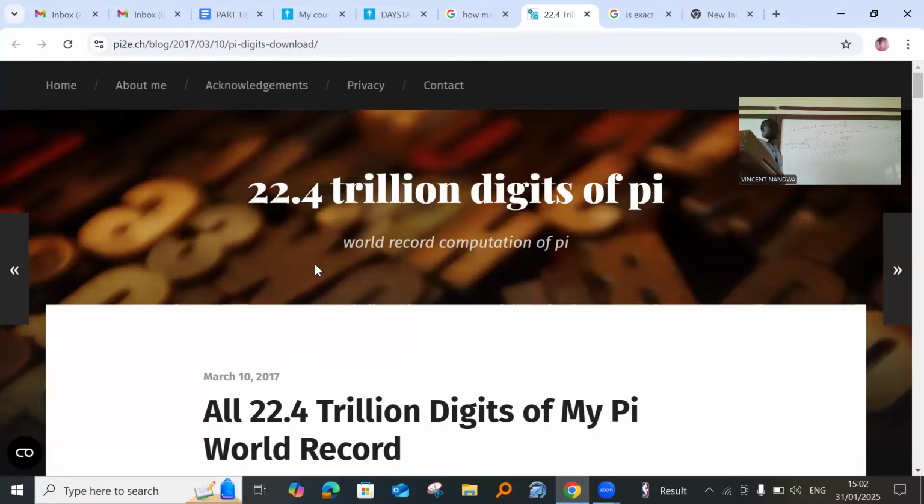Is it terminating? Terminating means it stops, a decimal that stops. The answer is no, because you see these three decimal points. Three decimal points mean that this list is continuing indefinitely, okay?